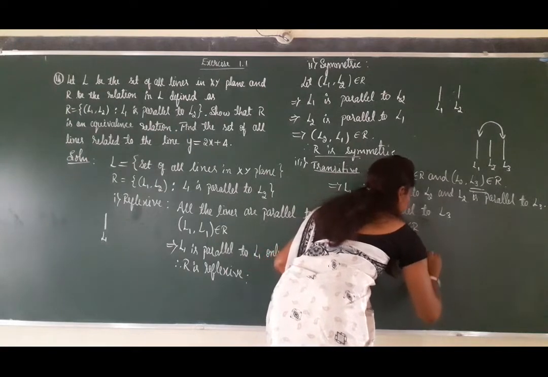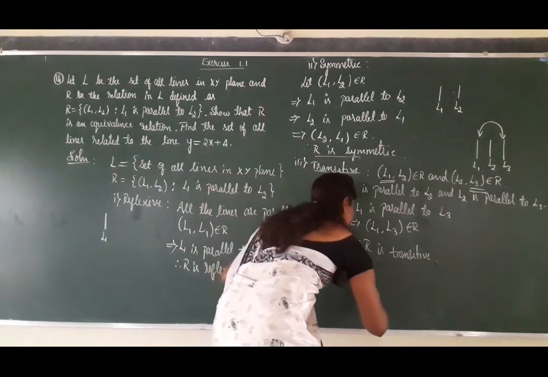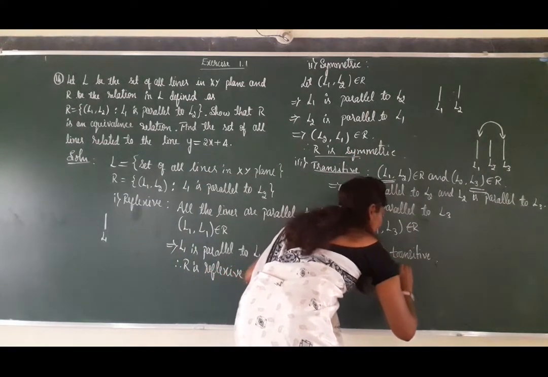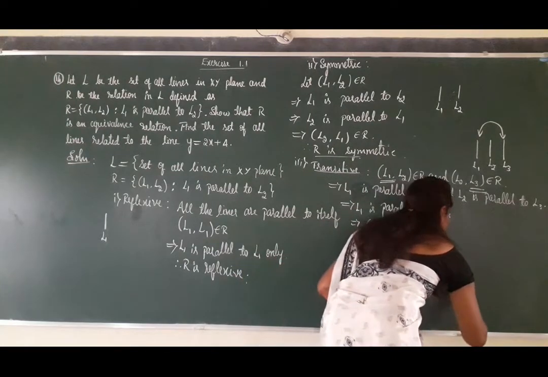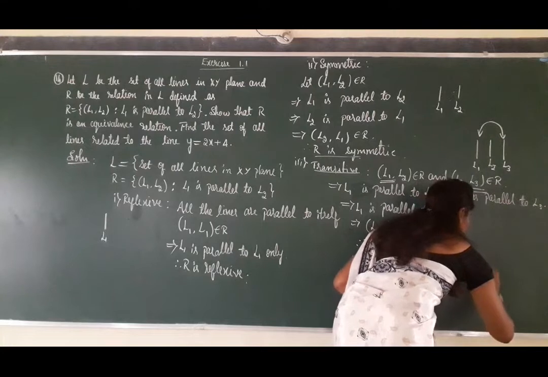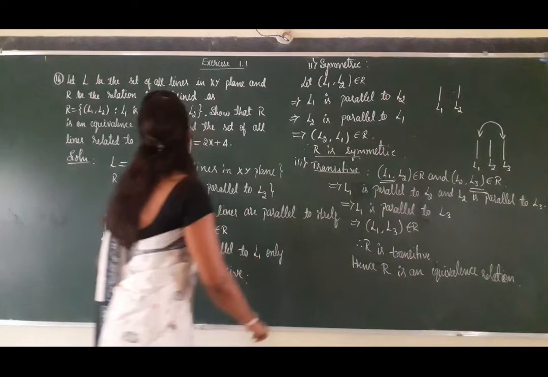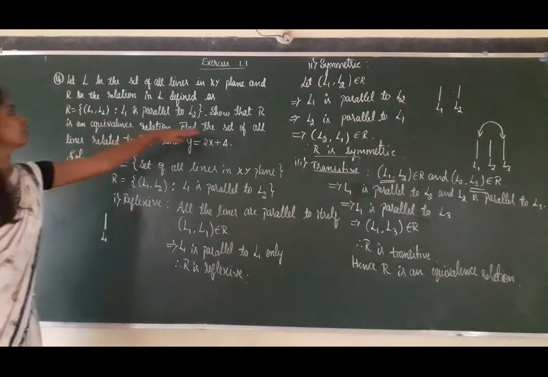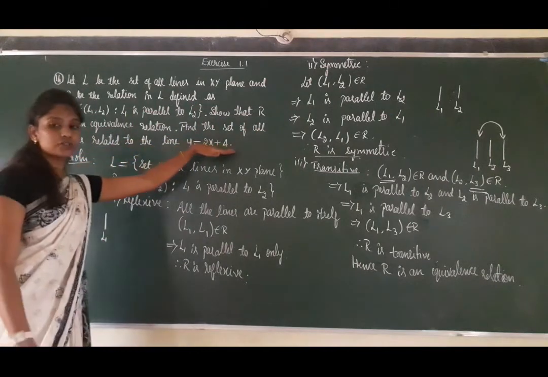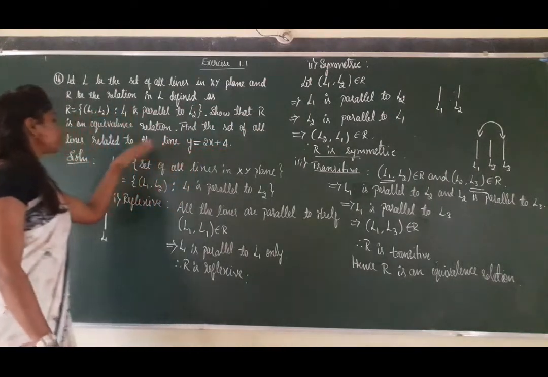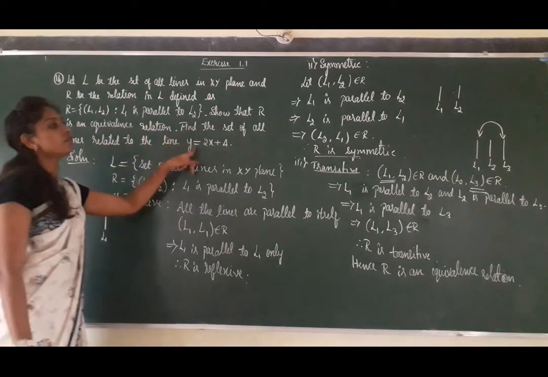What we show here, relation R is reflexive, symmetric as well as transitive. Hence, R is an equivalence relation. Then the addition to this question is, find the set of all lines related to the line y is equal to 2x plus 4.